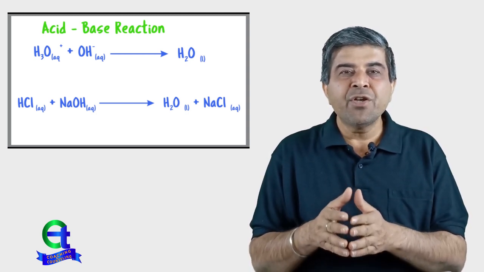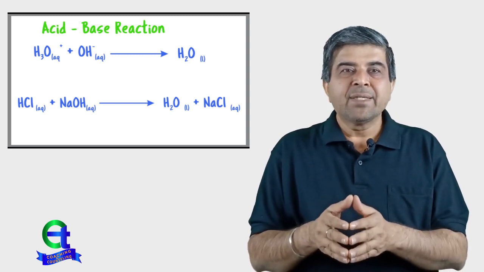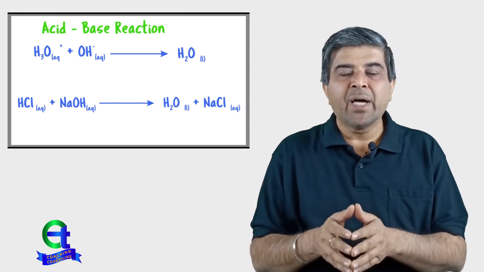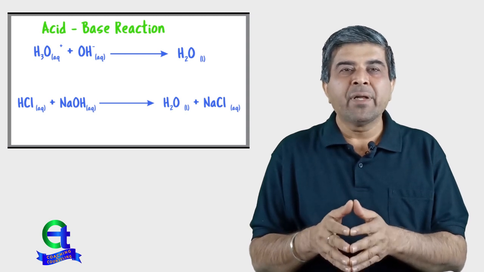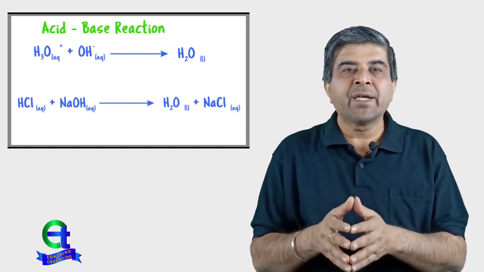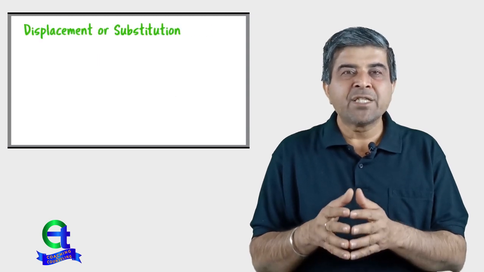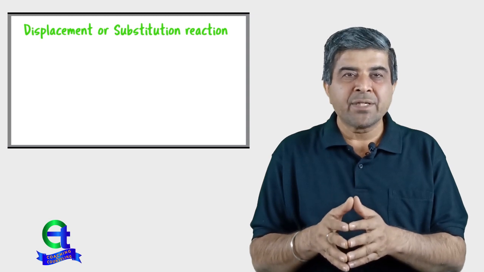An illustration of what I said is when hydrochloric acid reacts with caustic soda, it forms sodium chloride and water, and the pH of the resulting solution is neutral. Now next is displacement reaction or substitution reaction.